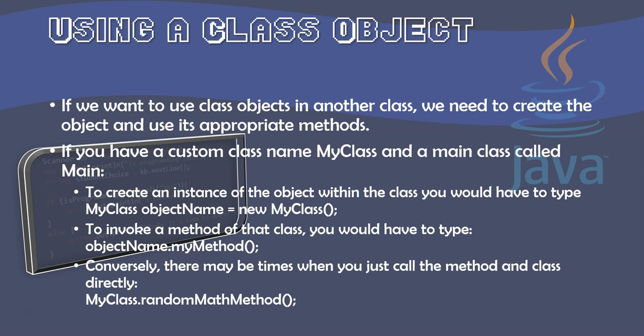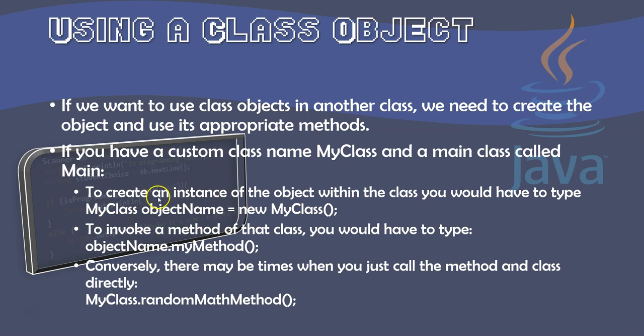So let's just say, let's use that custom class called MyClass again, and we have a main class called Main. So we're going to create an instance of the object within the class. We'd have to type, for example, MyClass objectName = new MyClass(). Remember, the new is the keyword here that is going to be very important to tell Java, I want a new instance of MyClass. Then if we want to invoke a method of the class, we'd have to type something like objectName.myMethod(). Objectname, of course, whatever the name of that object was.